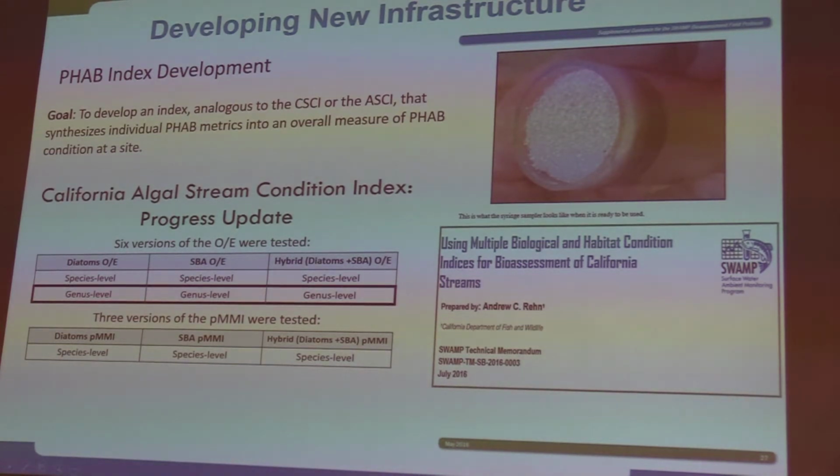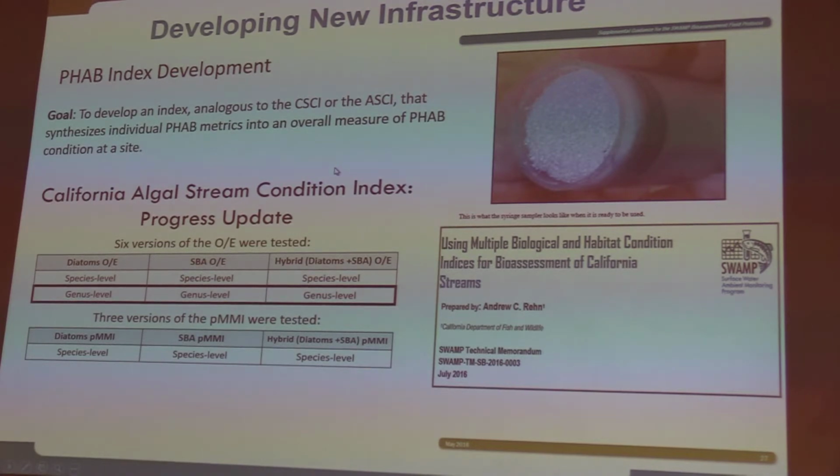So those were all existing resources, and SWAMP is working on developing new infrastructure to help standardize bioassessments in California. Later today, you'll hear from Andy Wren talk about his work on developing an index for physical habitat, which is pretty exciting.